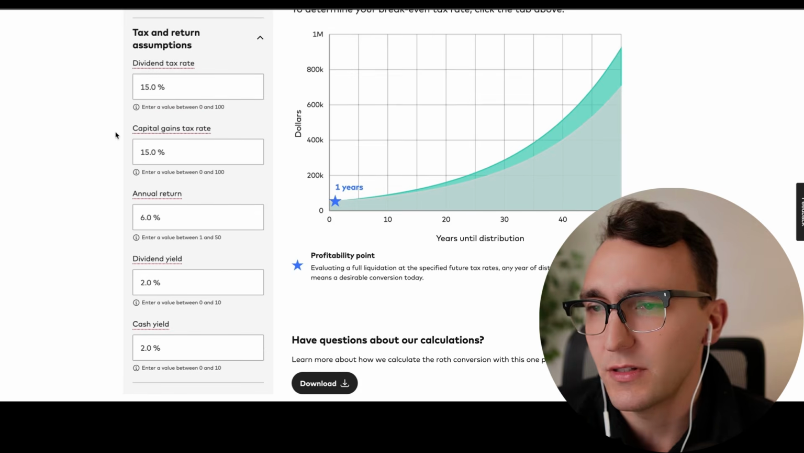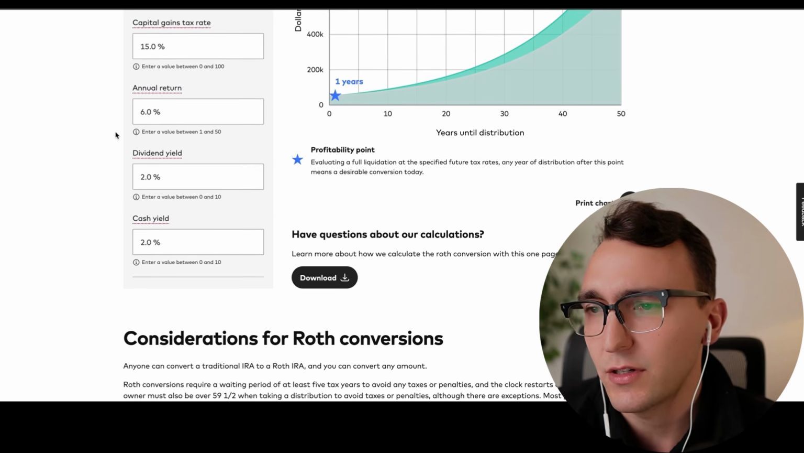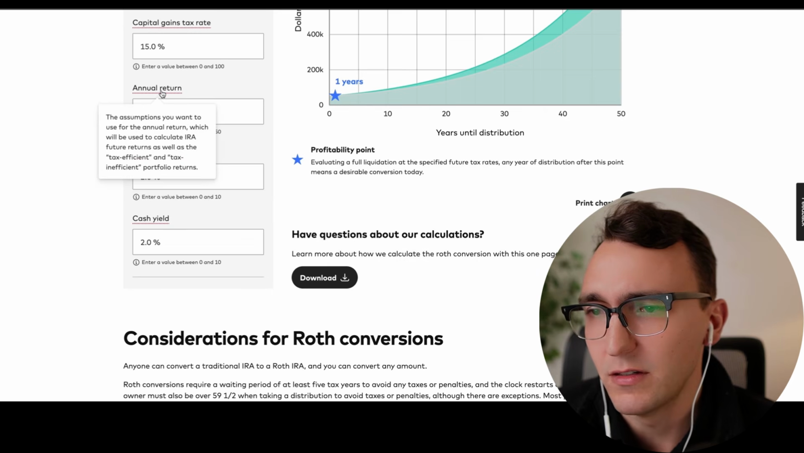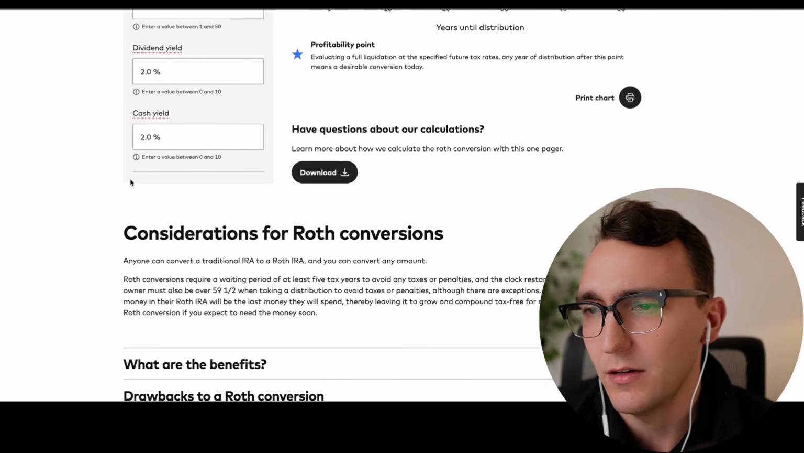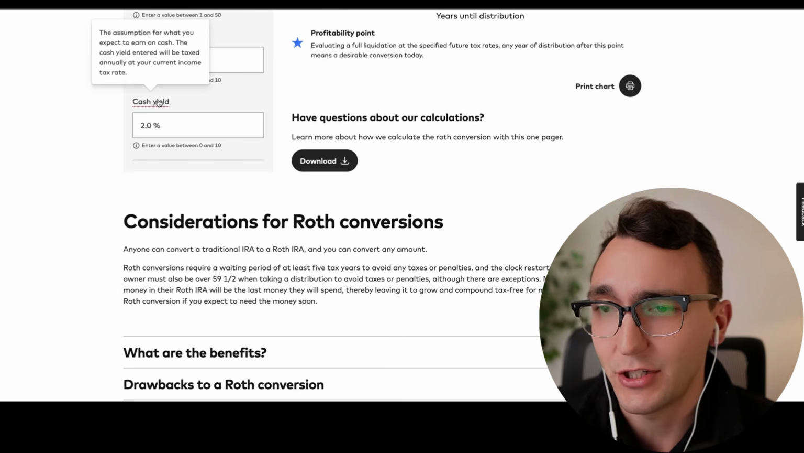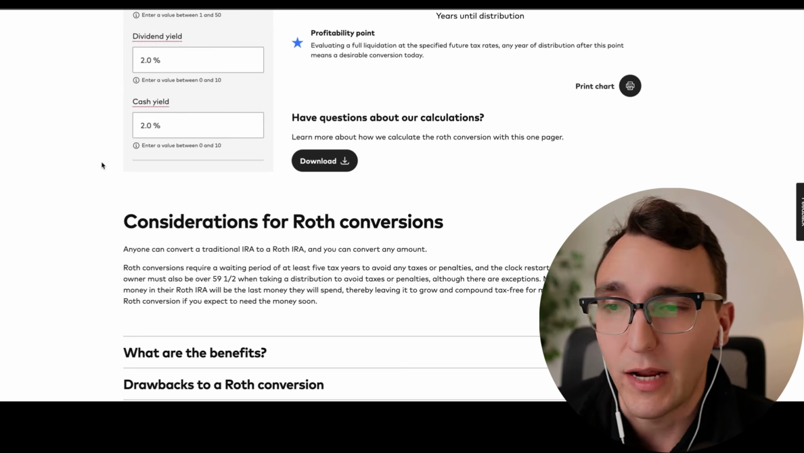Tax rates assumptions, dividend tax rates 15%, so it's capital gains. Annual return, is that real or nominal? Assumptions you want to use, return. So dividend yield, that's roughly about what the yield on U.S. stocks is right now. Then cash yield is actually a little bit higher than this currently in 2026, but over the long term, that might go down. I don't know for sure.